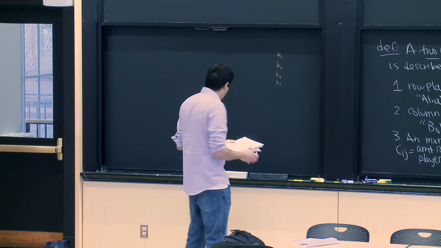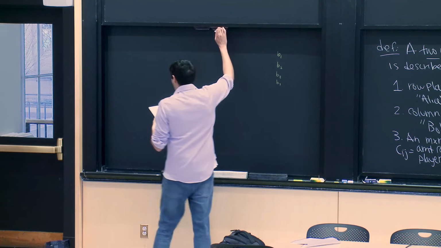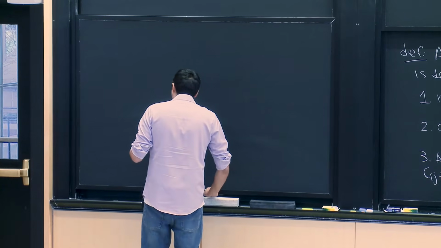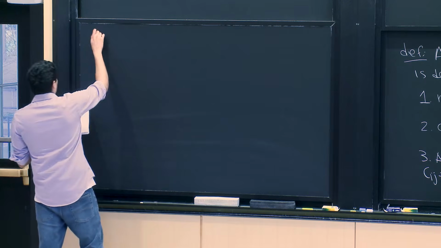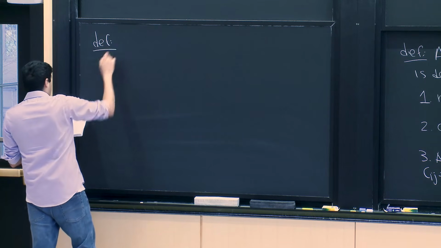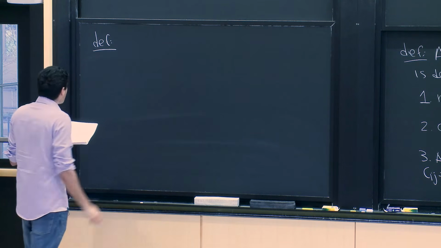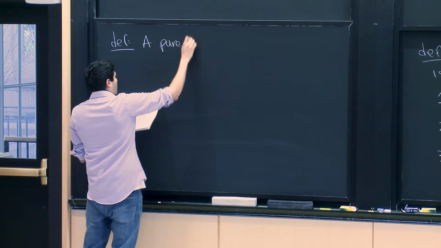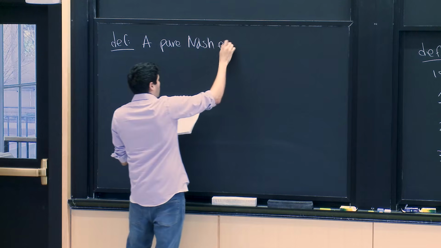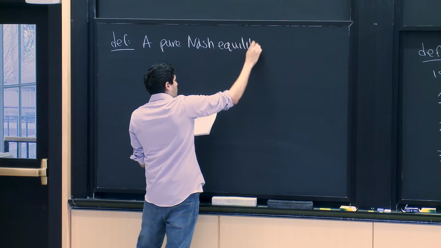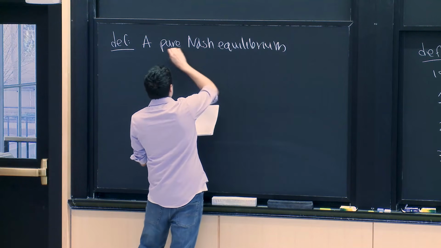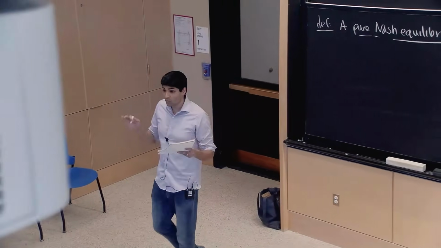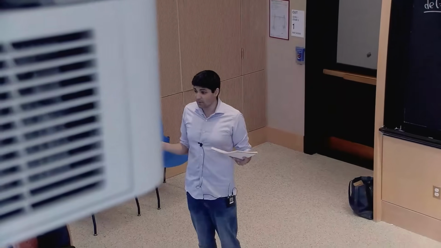All right, so let me introduce a little bit more terminology. Let me tell you what it means to solve a game. And there'll actually be a few different notions of how to solve games, and they'll all behave a little bit differently. So the easiest concept to wrap your head around is called a pure Nash equilibrium. So this is a concept that makes sense regardless of whether the game is zero-sum or not.